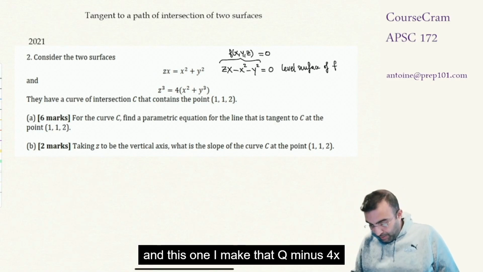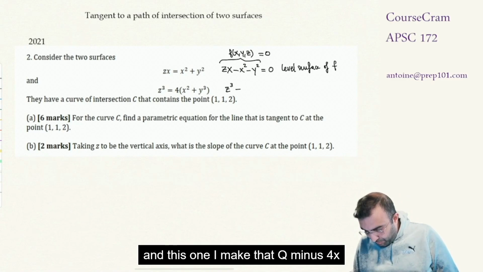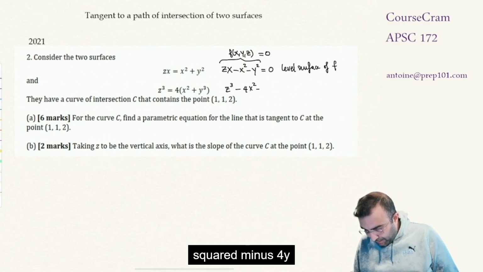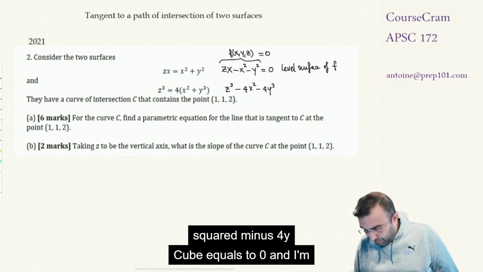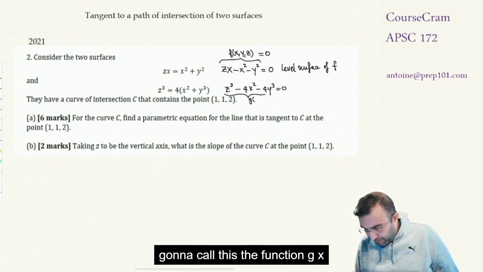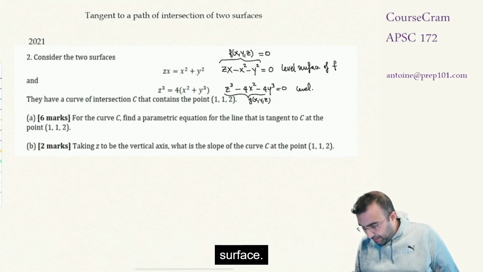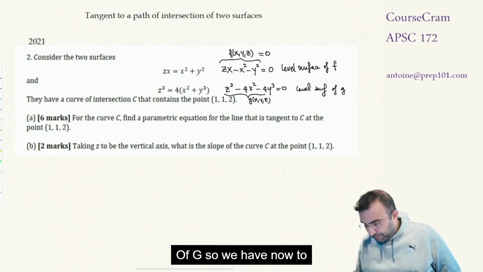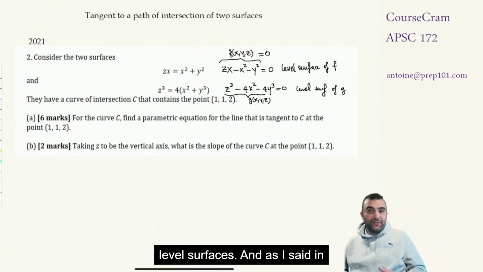And this one, I make z cubed minus 4x squared minus 4y cubed equals 0. And I'm going to call this the function G(x, y, z), and that becomes a level surface of G. So we have now two level surfaces.